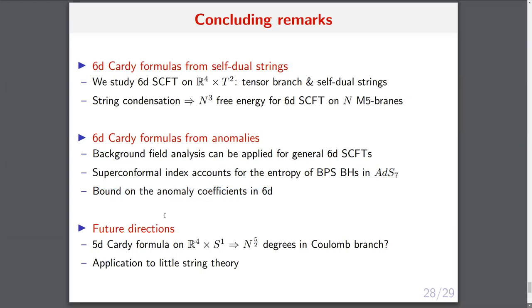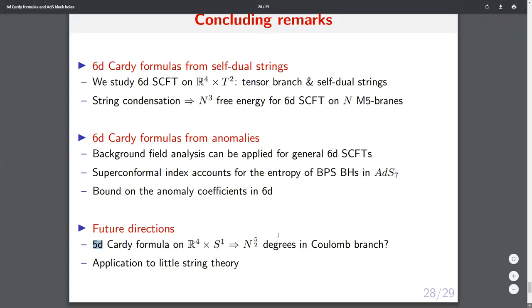So I think there are some future directions that are worth pursuing. The first one is that it would be quite interesting if we can study the 5D Cardy formula on R times S1. For the 5D SCFT, we expect there are N to the 5/2 degrees of freedom. I'm not sure whether such degrees of freedom have been found in the Coulomb branch. I think the 5D Cardy formula on R times S1 could reveal this large number of degrees of freedom in the Coulomb branch. And it might be interesting if we can also find some non-trivial deconfining mechanism, such as a string condensation in the 5D Coulomb branch.